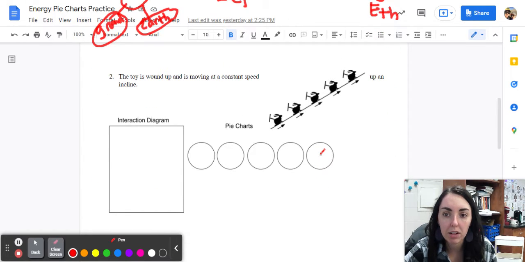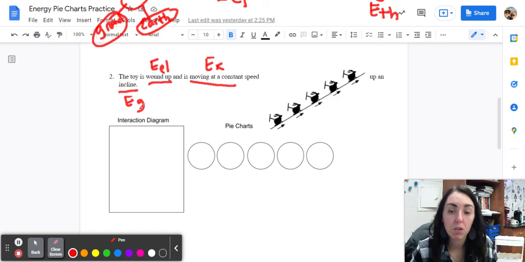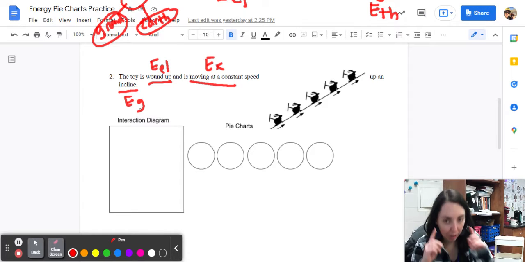Okay, so let's go to the next one, keeping that checklist in mind. I'm not going to draw the interaction diagram because it's the same. All right, so here I've got the toy is wound up, so I'm going to write myself a little note. That's elastic energy. He's moving at a constant speed. That's going to be kinetic energy. And up an incline, that means gravitational energy. So keep that in mind.